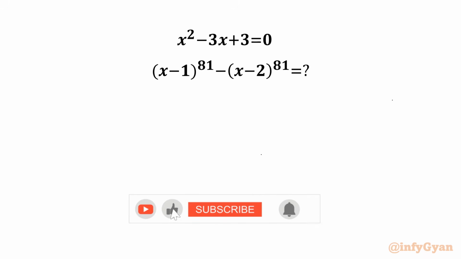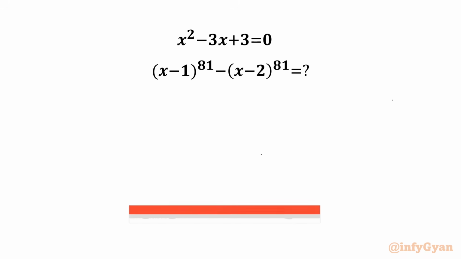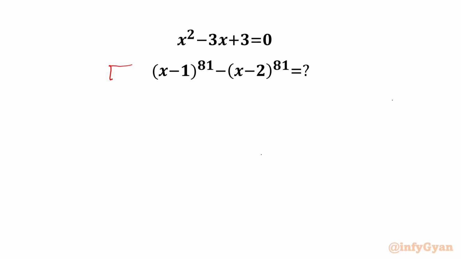Today we have one very interesting and challenging algebraic problem. x square minus 3x plus 3 equal to 0. We have to find (x minus 1) whole power 81 minus (x minus 2) whole power 81. So let's say the required expression is E.